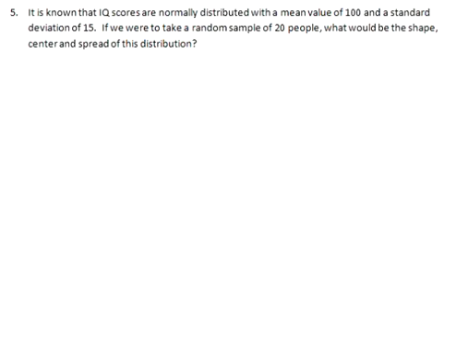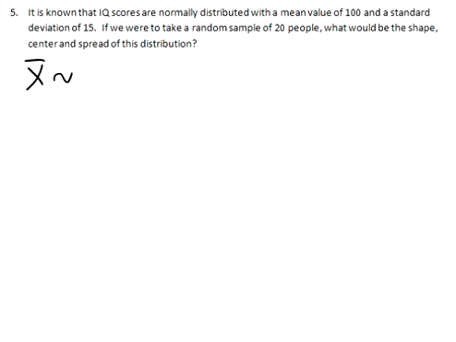For problem 5, we want to determine the shape, center, and spread of the sampling distribution for a quantitative variable. It is known that IQ scores are normally distributed with a mean value of 100 and a standard deviation of 15. We are going to take a random sample of 20 people. Recall that the statistic for a sample mean is x bar, and we need to determine its shape, or if it will be normal in this context.